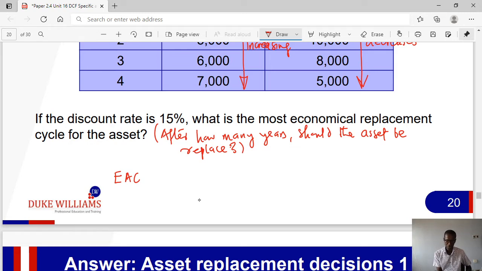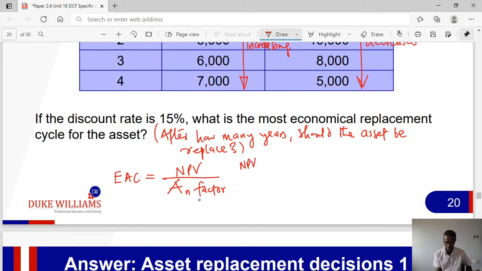EAC, equivalent annual cost, means that you find the net present value and then you divide it by the annuity factor. So having this understanding that you need the net present value divided by the annuity factor, I'll do the NPV as though I'm going to replace it after 4 years.